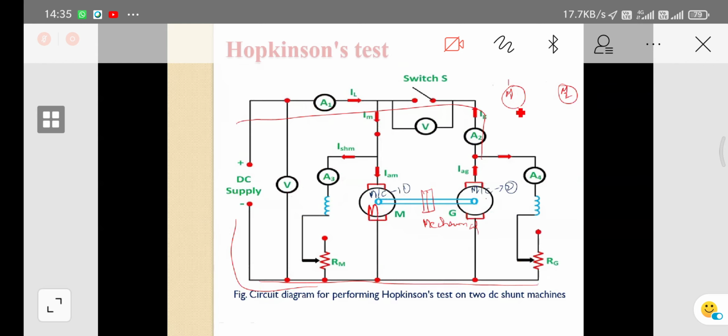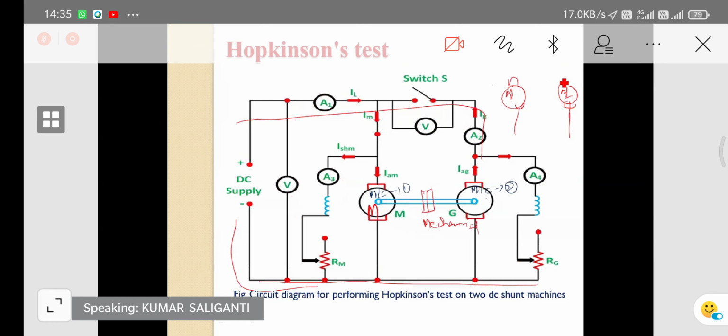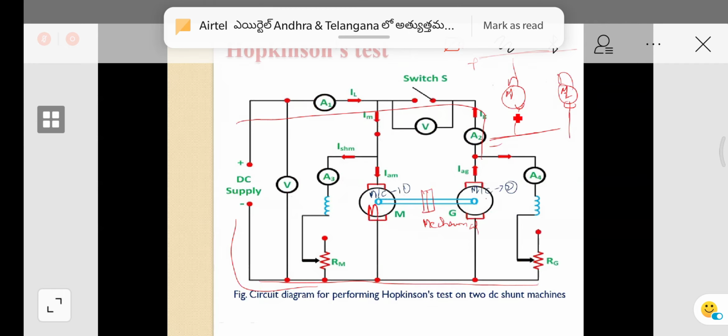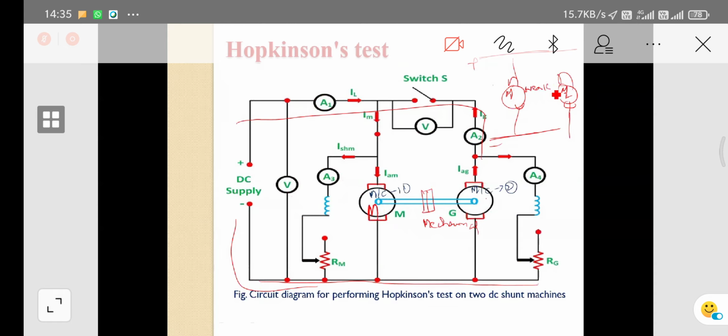That concept is not in your syllabus, so I am just taking this as the positive bus bar and this as the negative bus bar. If two machines are operating in parallel, suppose the field of one machine is weakened and the field of the other is strengthened. The strengthened machine is attached as a generator, and the weakened-field machine is attached as a motor. That part you have to remember.